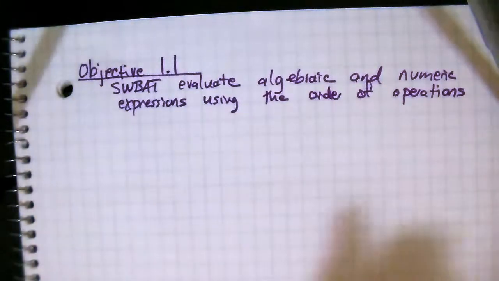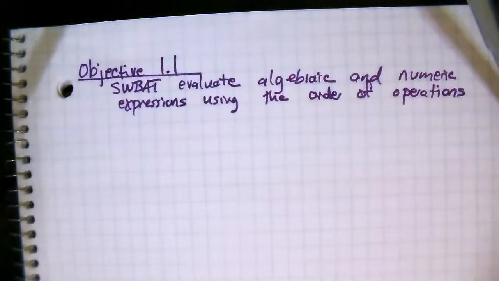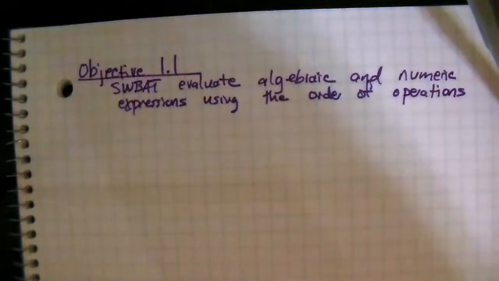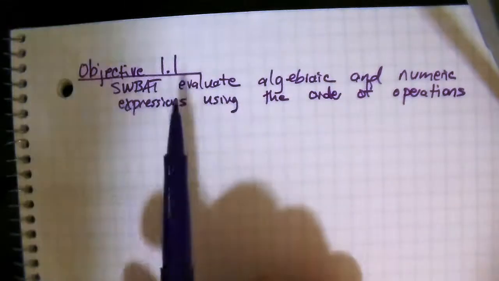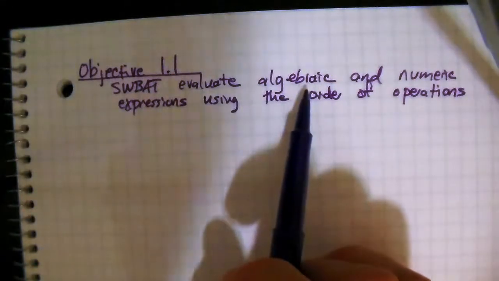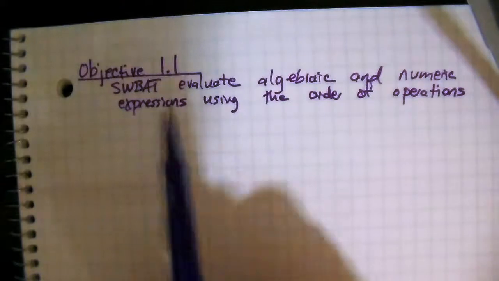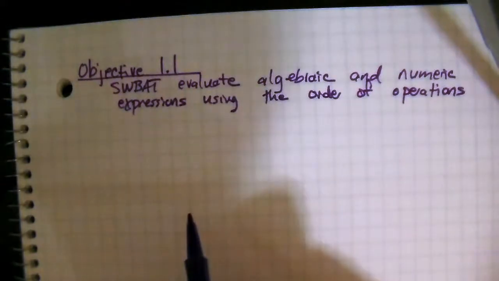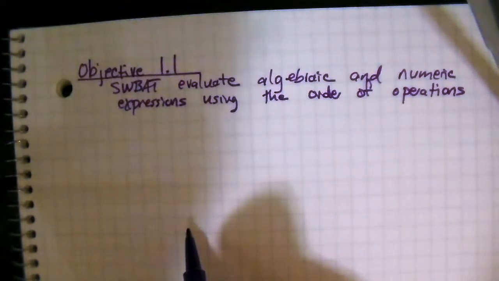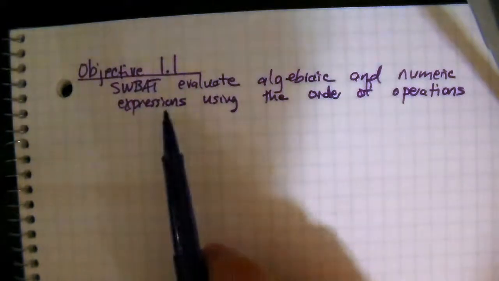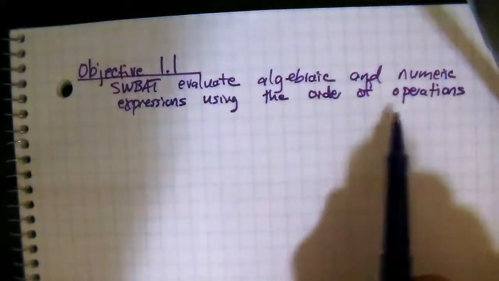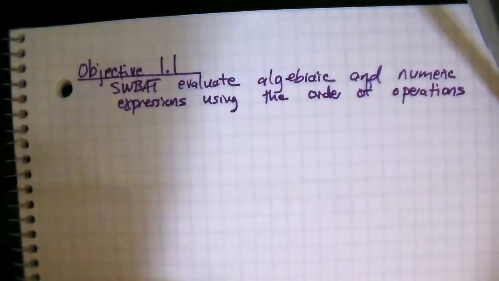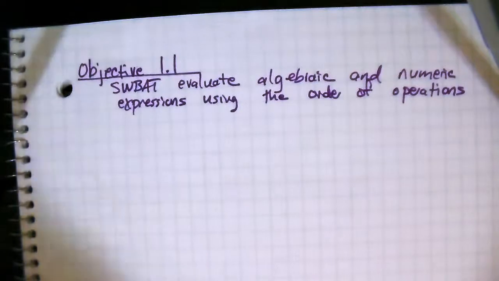We're working on objective 1.1. Students will be able to evaluate algebraic and numeric expressions using the order of operations. So again, we're looking at algebraic, meaning letters, and numeric, meaning numbers, expressions, which are just like word number sentences without an equal sign. That's an expression, using order of operations. So we're going to make sure we're always checking our operations before we answer any of these problems to make sure they're in the right order based on the math concepts we learned in class.